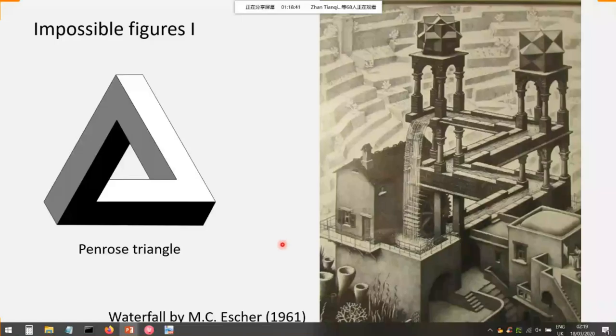And this is the waterfall. So water seems to run without any problems up and down. A continuous waterfall, a kind of perpetuum mobile. So a never stopping movement.